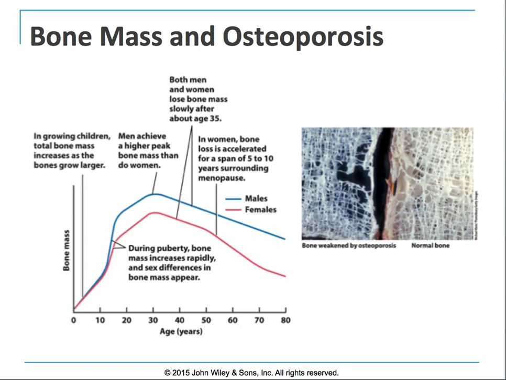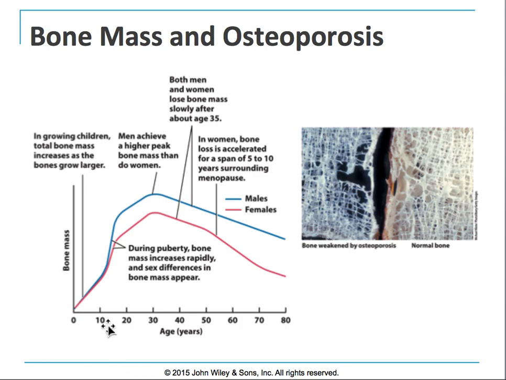Bone mass and osteoporosis. So this picture here on the right, we have normal bone. You'll see this is kind of cut in half. So this is the exterior edge of your bone, and this is what the inside looks like. And this matrix, this kind of web of fibers, is what gives your bone its strength. Then on the left, we have bone weakened by osteoporosis, and you'll notice that that matrix is kind of all worn out. There's big holes in some places, and that is what would lead to increased risk of broken bones and weakness.